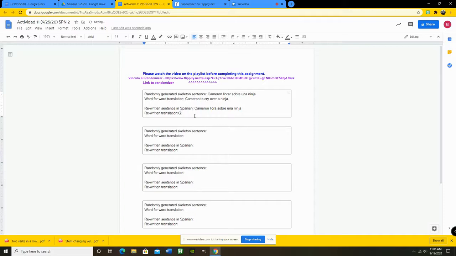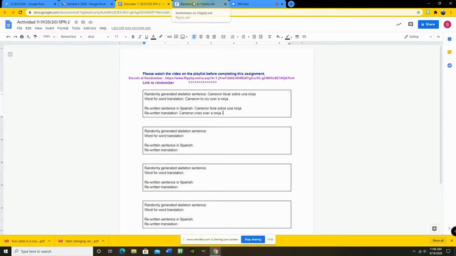Then we translate the correct translation. So it is Cameron cries, not to cry, over a ninja. Who knows what this ninja did? Maybe this ninja broke up with him. He had a ninja girlfriend and she broke up with him and he cried over it.